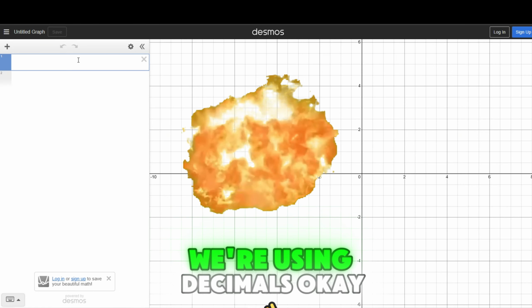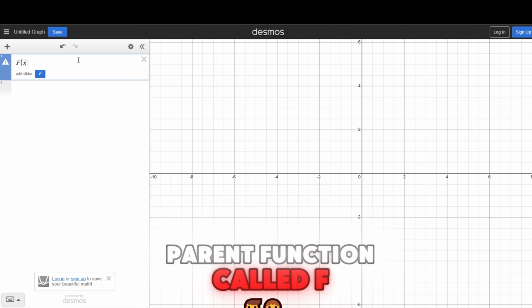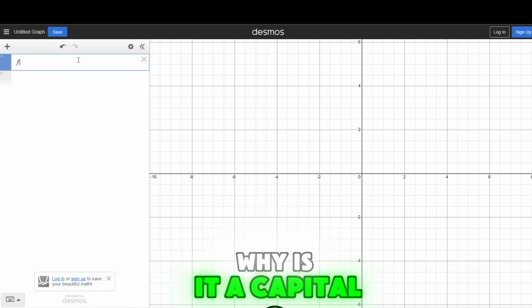Change of plans, we're using Desmos. Okay, so we have our parent function called f of x. Why is it a capital F?